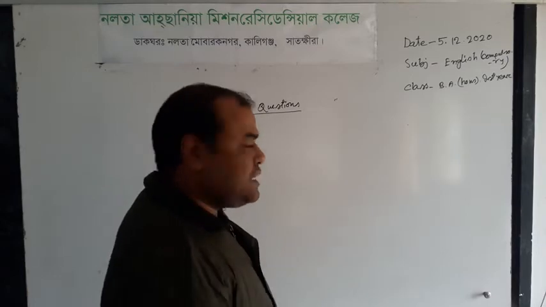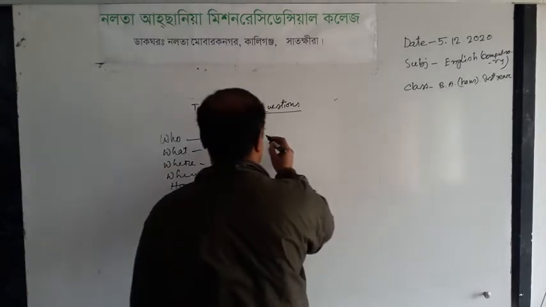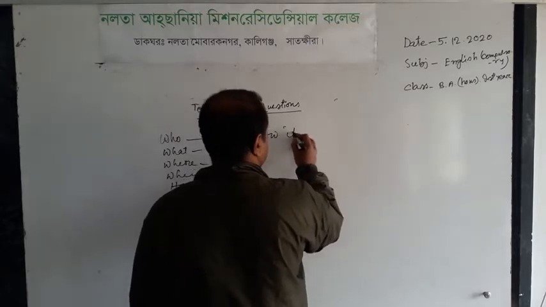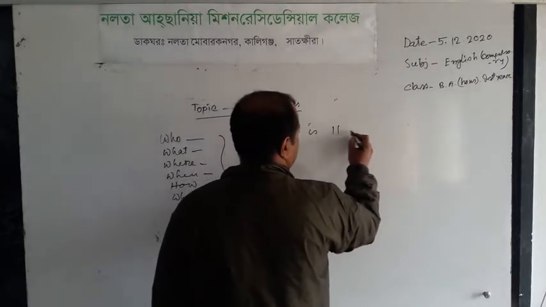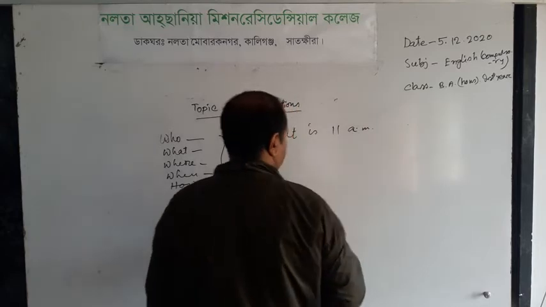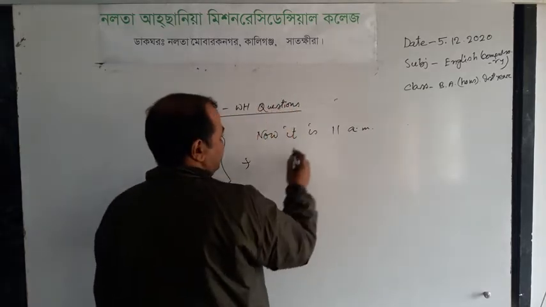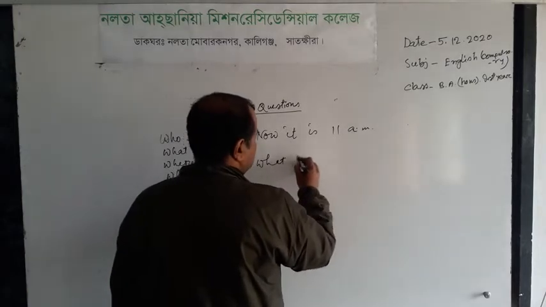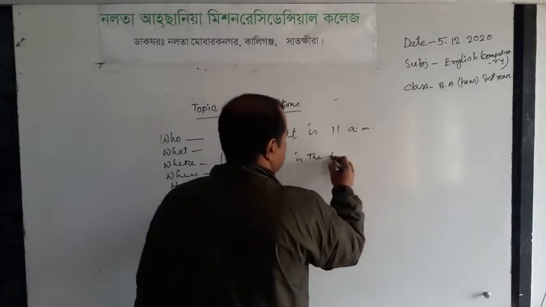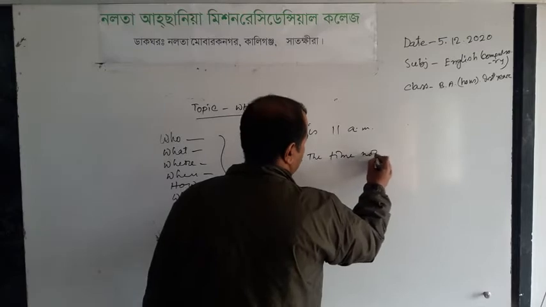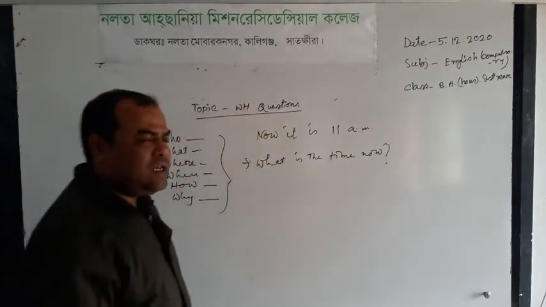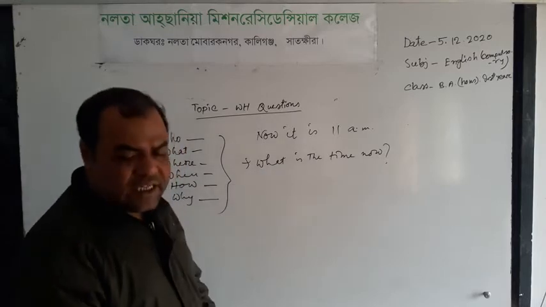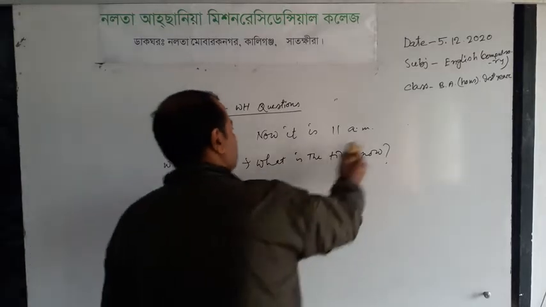If we look at another example, now it is 11 a.m. We can make it a question by what is? What is the time now? It is 11 a.m. What is the time now? It's the appropriate WH question.